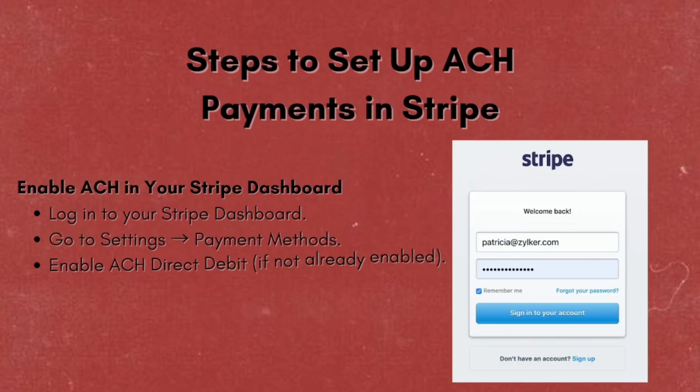So next is the step-by-step to set up the ACH payments in the Stripe. So first, you have to enable the ACH in your Stripe dashboard. So you just have to log into your Stripe dashboard, go to the settings, tap on the payment methods, and enable the ACH direct debit if not already enabled. So that's pretty much it. It's very quick and easy.